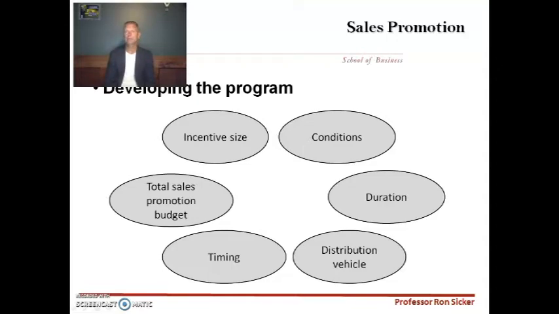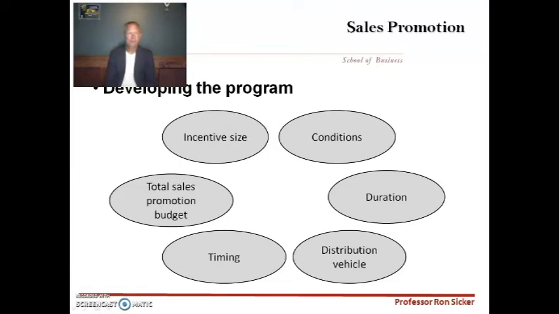How are you going to distribute the coupons or the sales program? Is it going to be point of purchase? Are you going to distribute it through the mail? Or is it going to be a digital coupon? How are you going to do it? What is the timing? I know that there's a lot of couponing going around on Christmas, a lot of couponing done and sales off done on Black Friday and Cyber Monday.